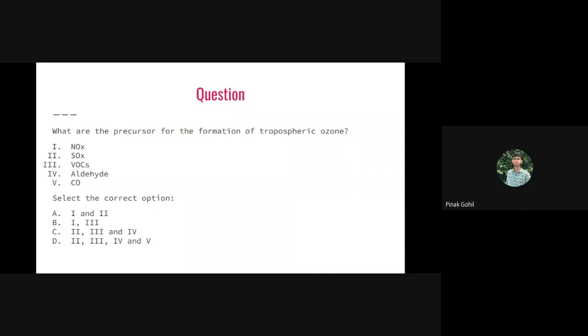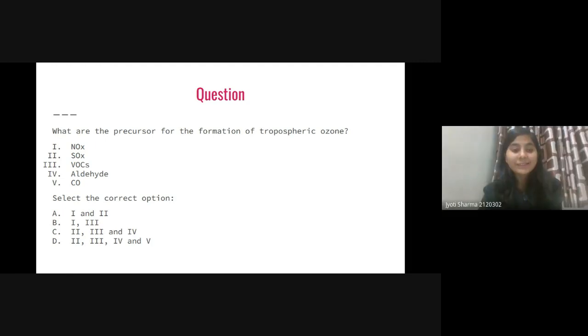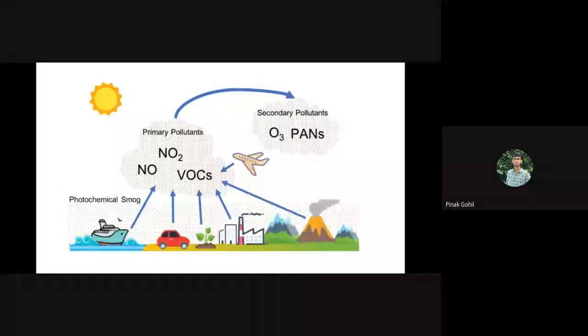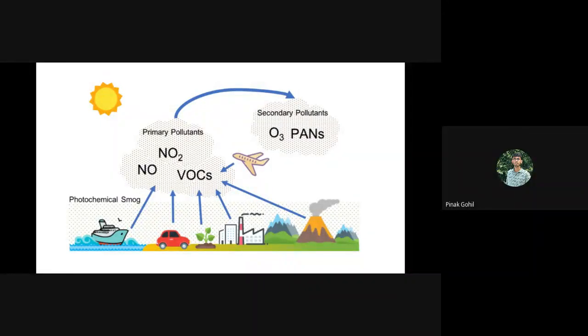So maybe NOx and VOCs. Yes, answer should be B, that is NOx and volatile organic compound. Because NOx is included in atmospheric titration, while I was in doubt of SOx. So yes, NOx and VOCs.